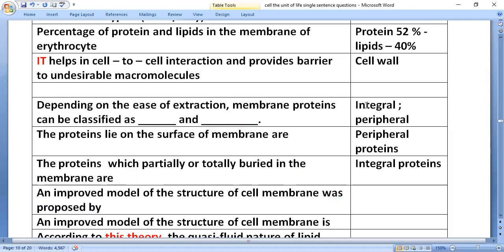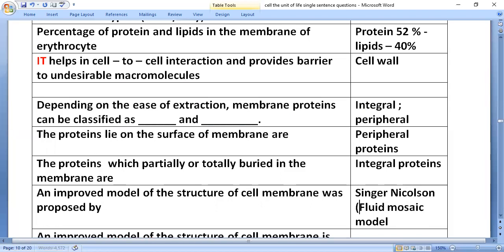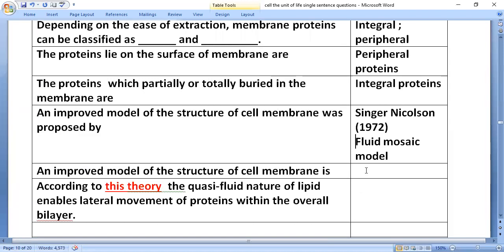An improved model of the structure of the cell membrane was proposed, called the fluid mosaic model. It was proposed by Singer and Nicolson in 1972. That is the improved model of the structure of the cell membrane, the fluid mosaic model.